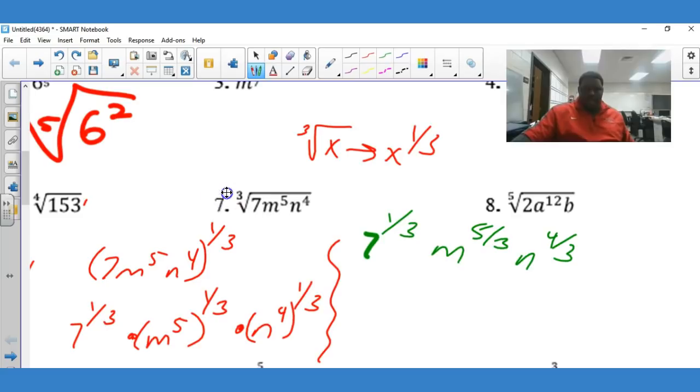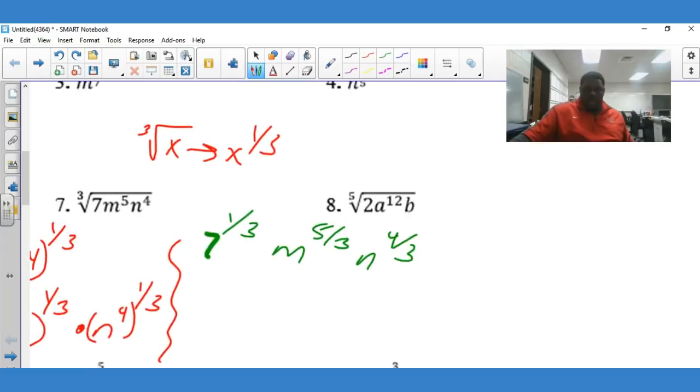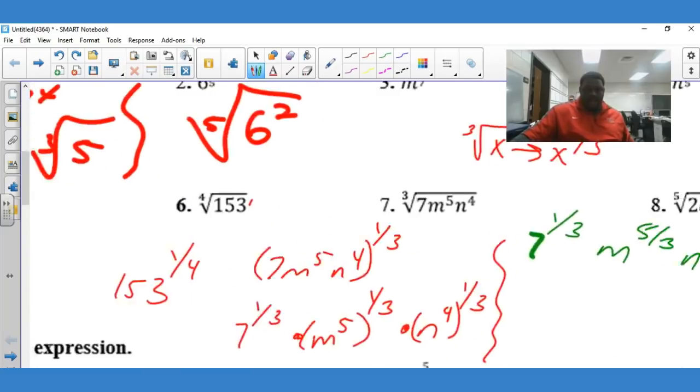All right, so to rewrite this in exponential form, here you go. 7 to the 1/3, m to the 5/3, n to the 4/3. That's exponential form, excuse me. All right, so again, I'm going to leave this right here for y'all. Number 8, give it a shot.